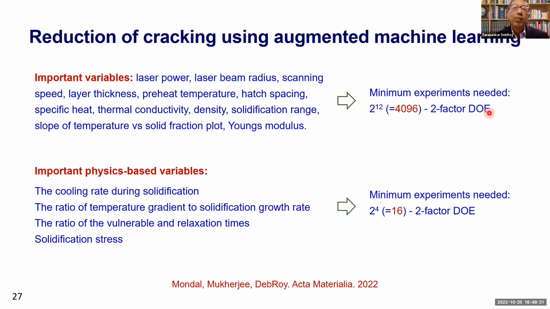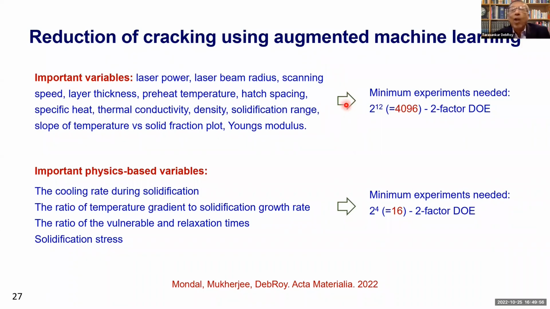Defects are a big problem in additive manufacturing, particularly cracking. What are the important variables? Laser power, laser beam radius, scanning speed. There are a whole host of variables. I'm not going to read all of these, but I promise you, if you count all of these, you will get 12 important variables that can affect the cracking.